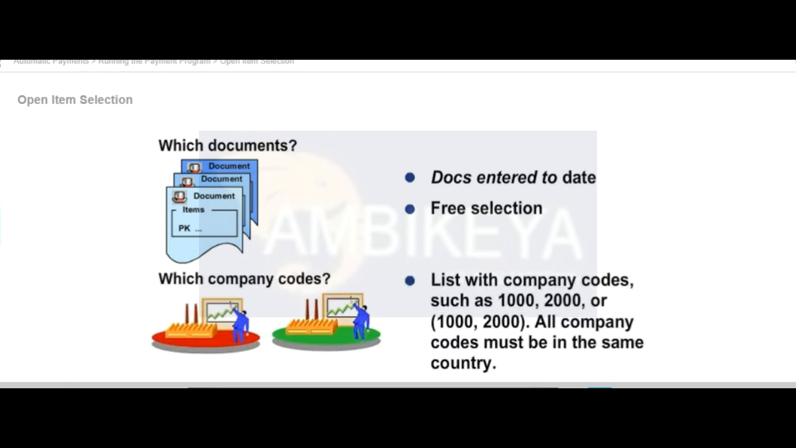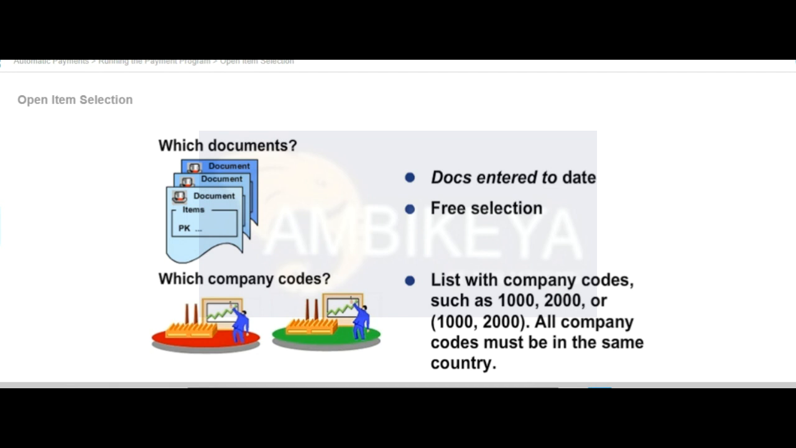Which are the company codes that will be included in the payment run? The company codes included in a payment run must be in the same country. If multiple company codes are listed, separate them with commas. If you want to specify a range of company codes, enter the first and last company code in the range in parentheses. Do not enter a space after the comma.